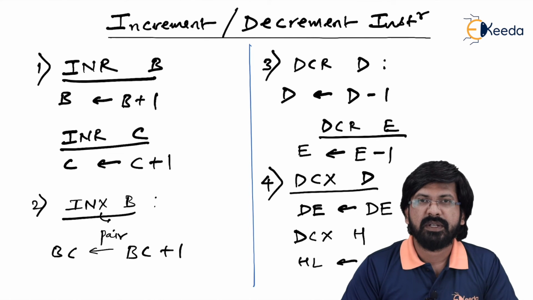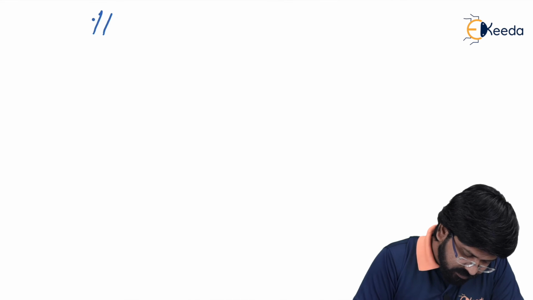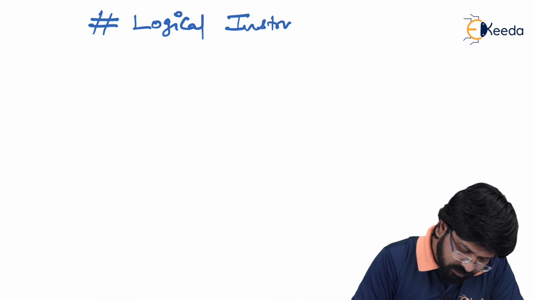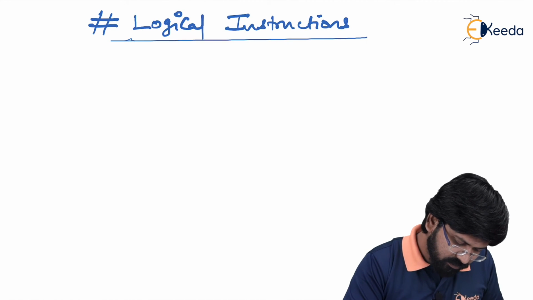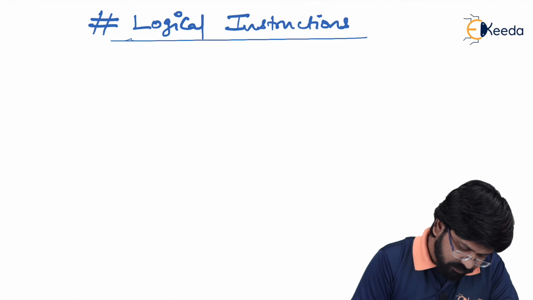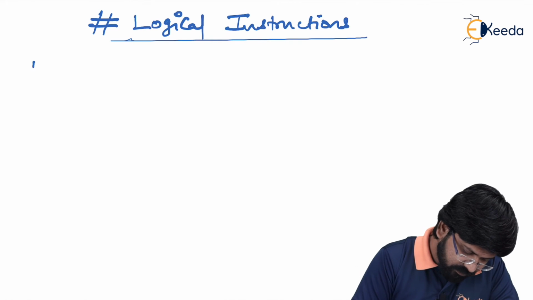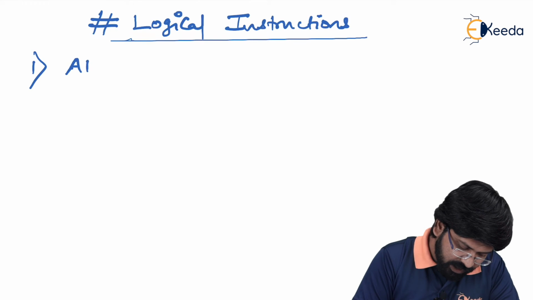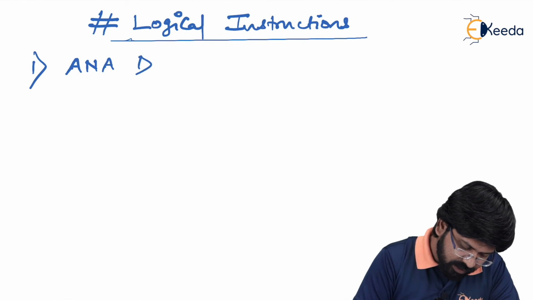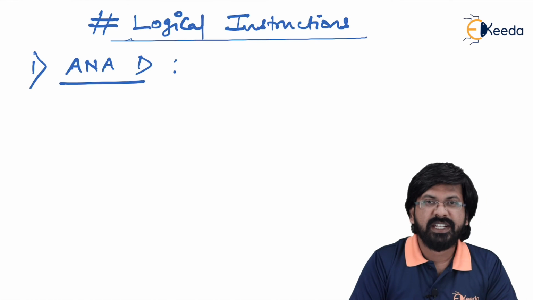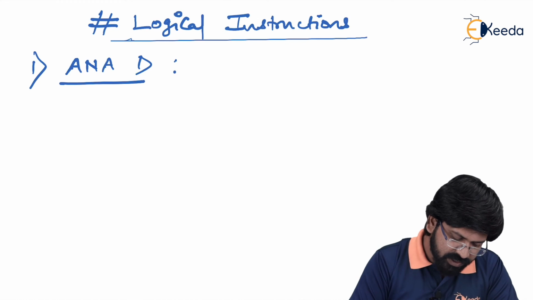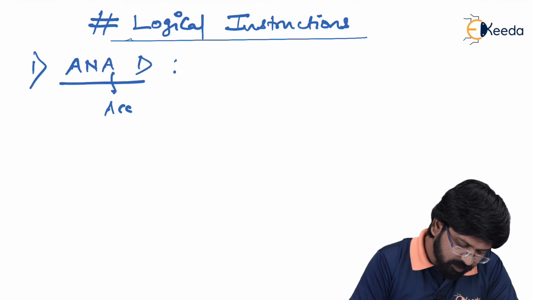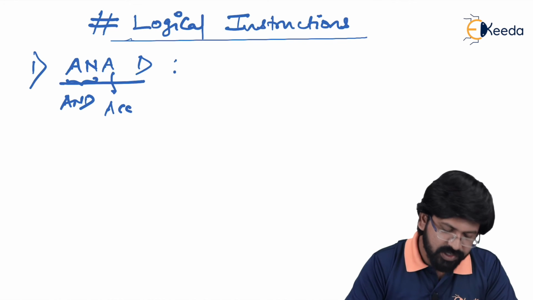Fine. So now we'll be starting with logical instructions. Let us start with the first instruction, that is ANA D. So what does ANA D stand for? AN stands for the logical AND operation, and A stands for accumulator. Only one register is specified, and of course it is used along with the accumulator.